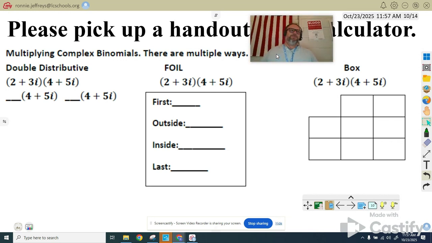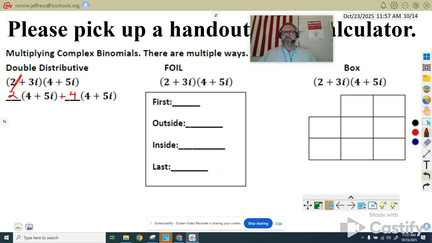All right, so there are three different methods. You get to choose your own adventure, okay? And I'm going to show each of these. The first one is double distributive. What you would do is you cut this first term and set it up like this.